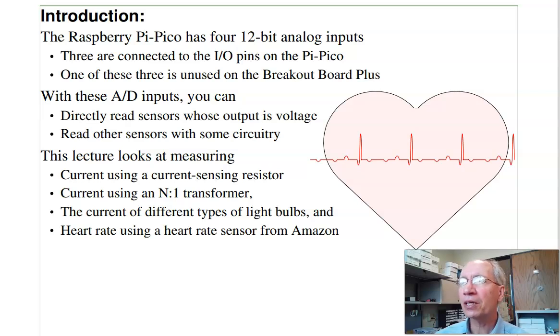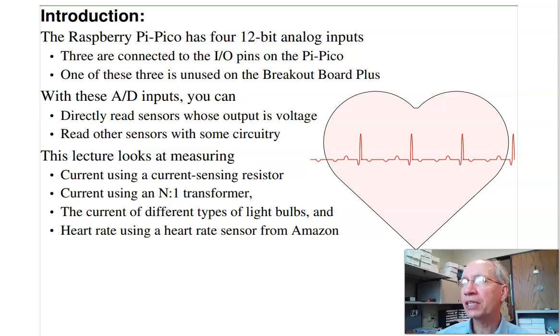The nice thing about analog inputs, analog sensors, is they're actually pretty easy to measure. I just connect power and ground to them, take the analog output, tie it straight to your Raspberry Pi Pico, and I've got a reading. I can measure that with a voltmeter, I can measure that with an oscilloscope, measure that with the Pi Pico. This lecture looks at measuring current and heart rate.